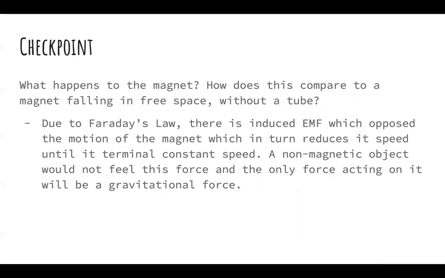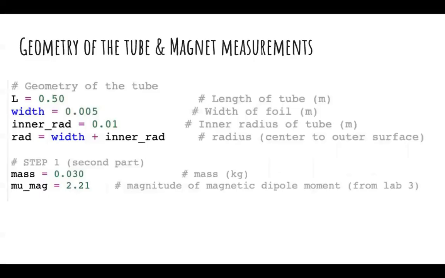If the magnet was falling in free space, it would not experience the same force, and so it will fall down like just any other object. This is the experimental model. You can pause to see it.